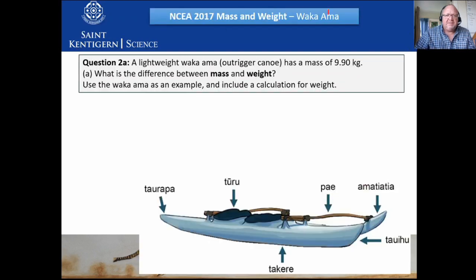2017, mass and weight in a waka ama. A waka ama is a lightweight outrigger canoe made and used by the Maori. Waka ama is very lightweight. This one is 9.9 kilograms. Holy heck, what is the difference between mass and weight? See, I told you it's going to come up. Alright, use the waka ama as an example and include a calculation for weight. Woohoo! And what do we use for that?